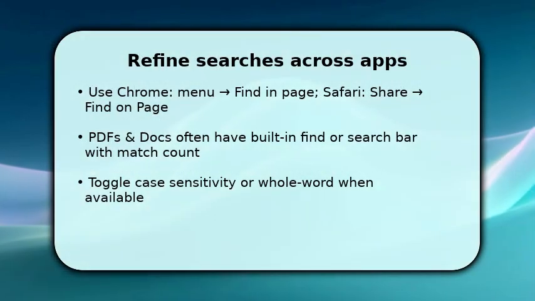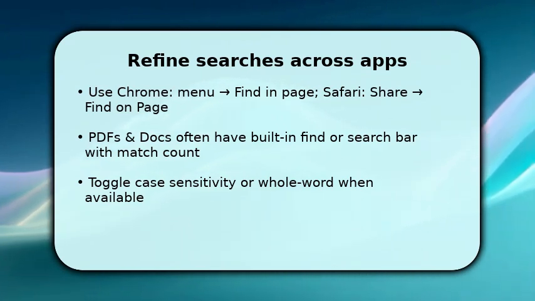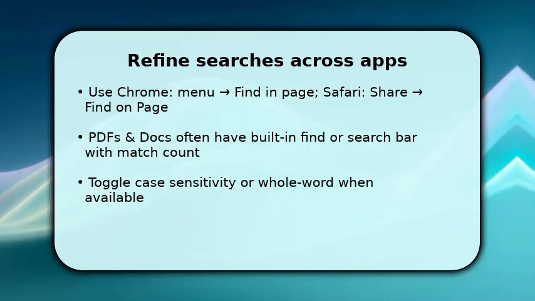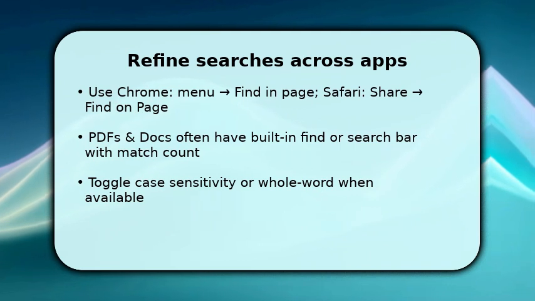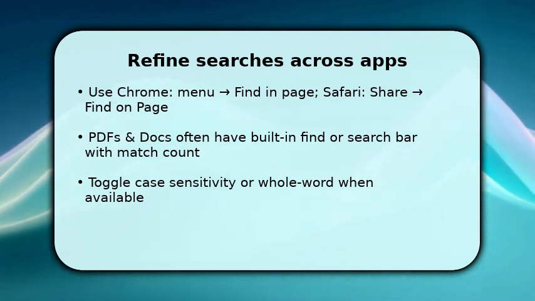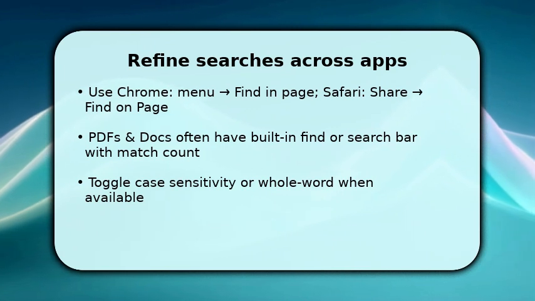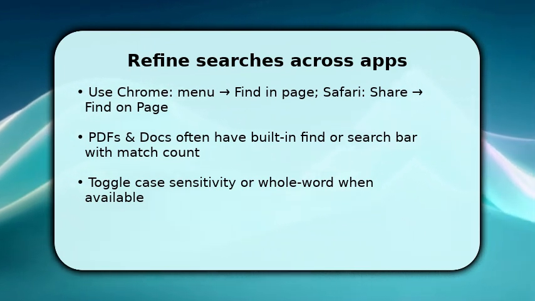Next, refine how you search depending on the app so you get accurate results. In Chrome, use Menu > Find in Page. In Safari, use Share > Find on Page. For PDFs and document apps, open their search bar; they'll show exact counts and let you jump to pages.